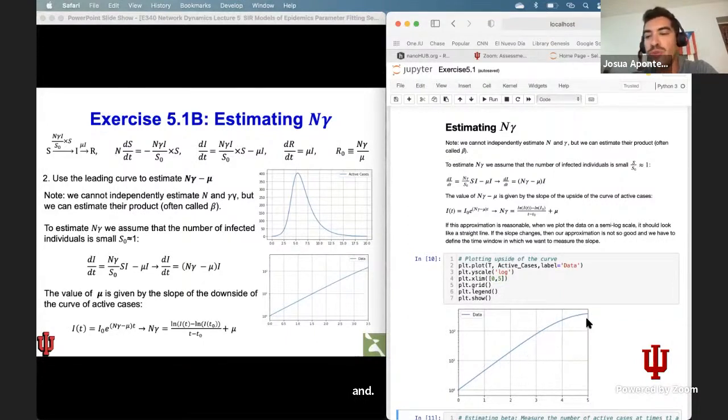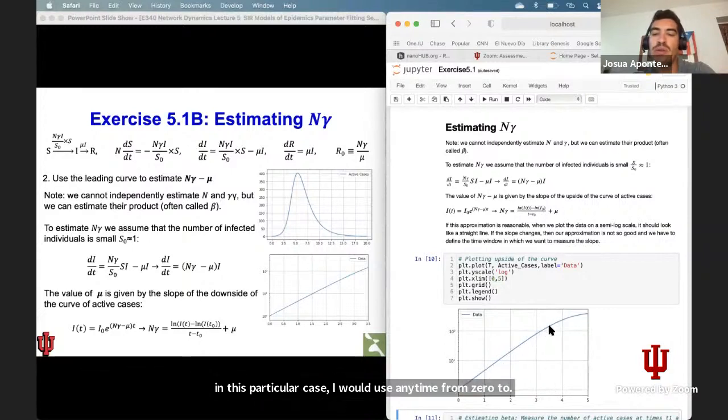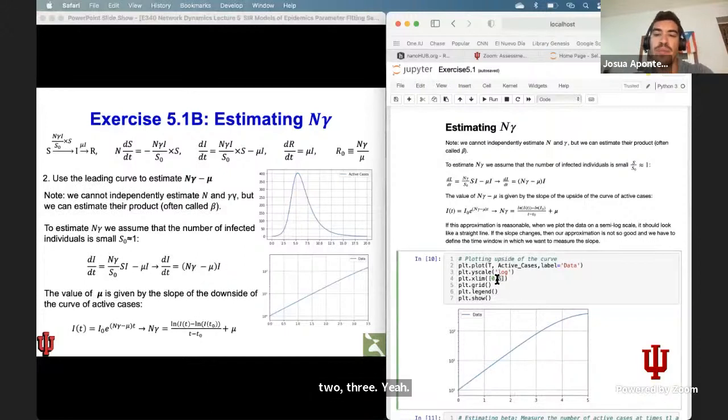So if you use 5, you're already at a point where the curve is diverging from that straight line, which means that your assumption that the population is still relatively susceptible might not be a correct assumption. So in this particular case, I would use any time from 0 to 3, yeah, 0 to 3.